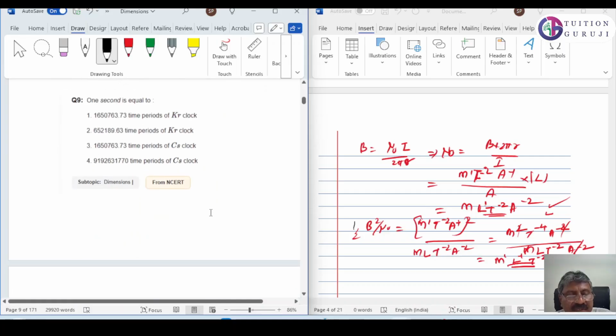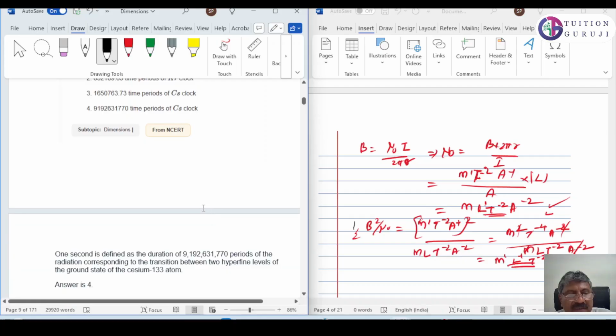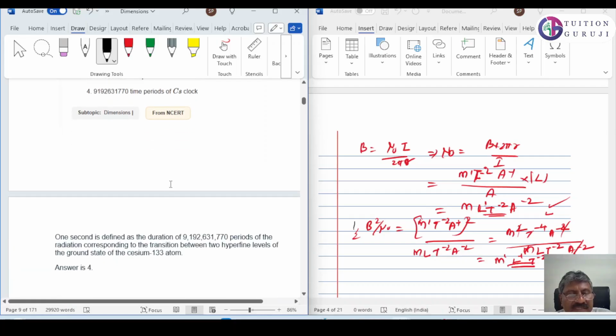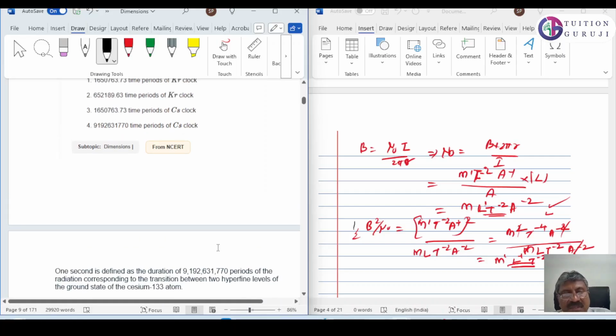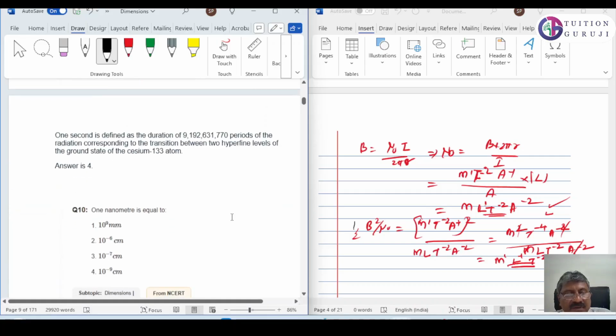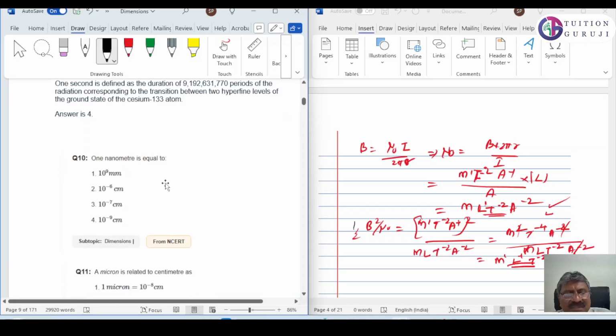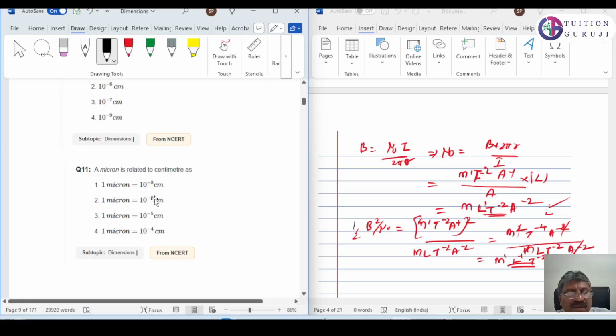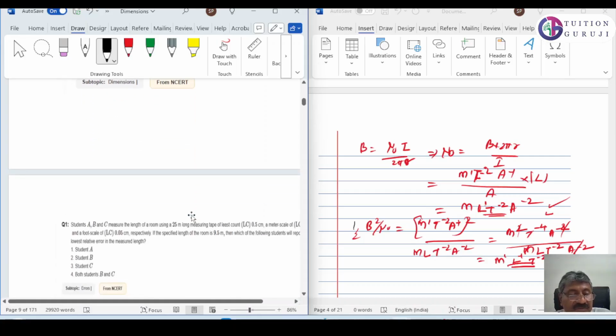One second is defined as the duration of 9,192,631,770 periods of the radiation corresponding to the transition between two hyperfine levels of the ground state of the cesium-133 atom. So the correct answer is 4. One nanometer we know is 10 raised to minus 9, and a micron is 10 raised to minus 6, nothing more to say there.